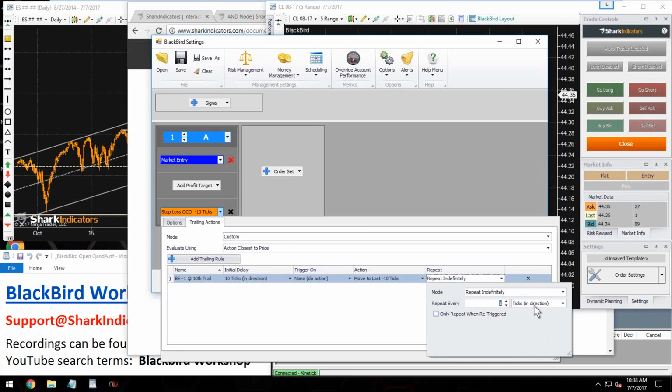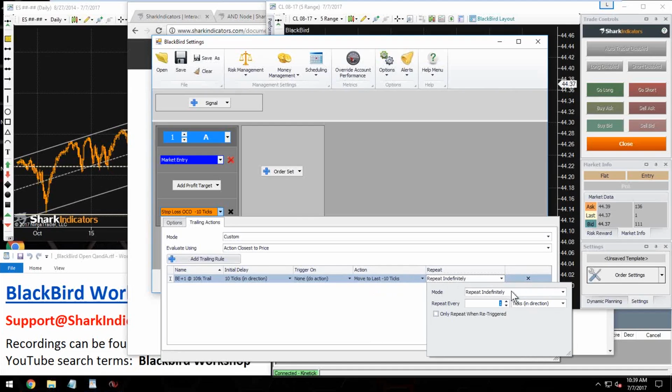So whenever the market moves one tick upwards for a long trade, then this trailing rule gets repeated. So in other words, the action just keeps getting repeated for every one tick the market moves in the direction of our trade. So this repeat is kind of what keeps this 10 tick trailing rule constantly calculating or constantly trailing.